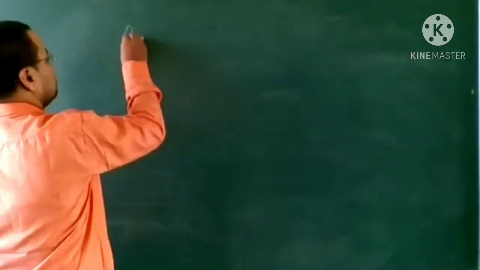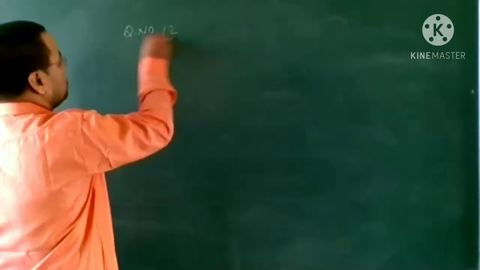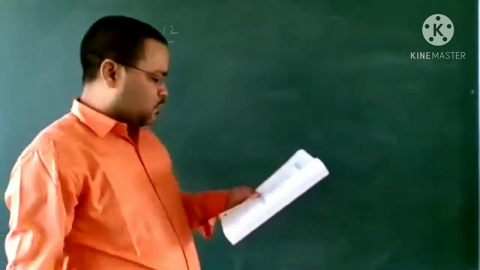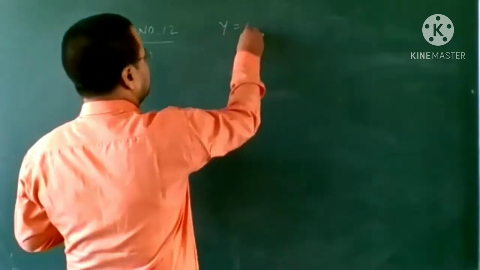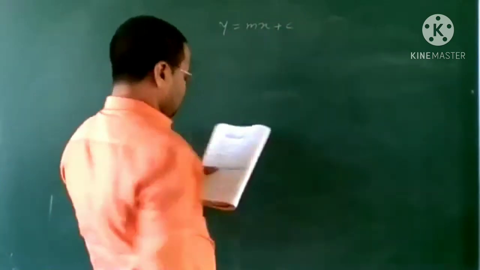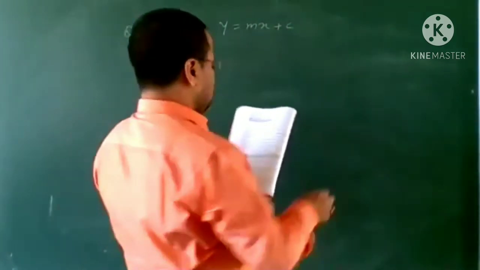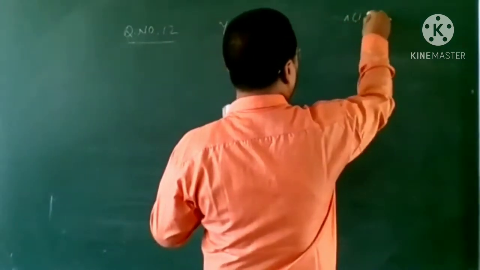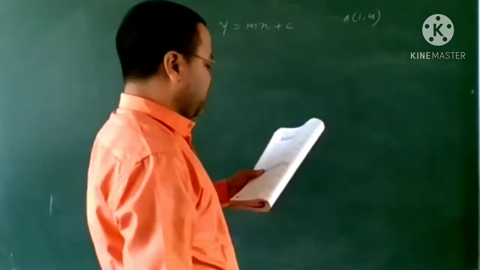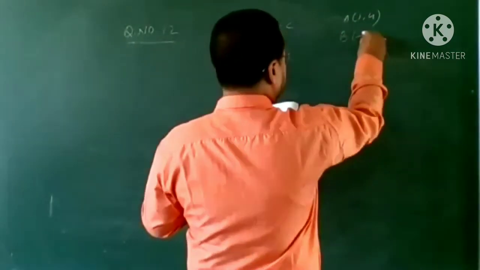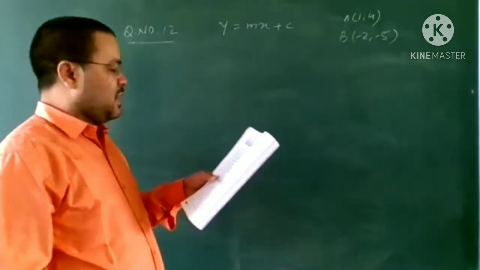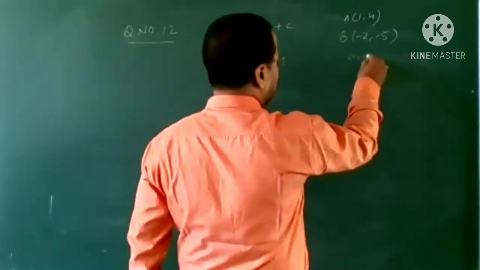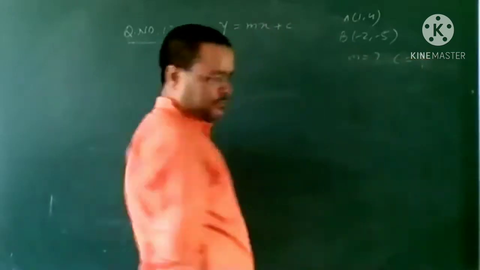Question number 12. The line y is equal to mx plus c passes through two points. Let the first point A be (1, 4), and the second point B be (-2, -5). We have to find the value of m and also c.